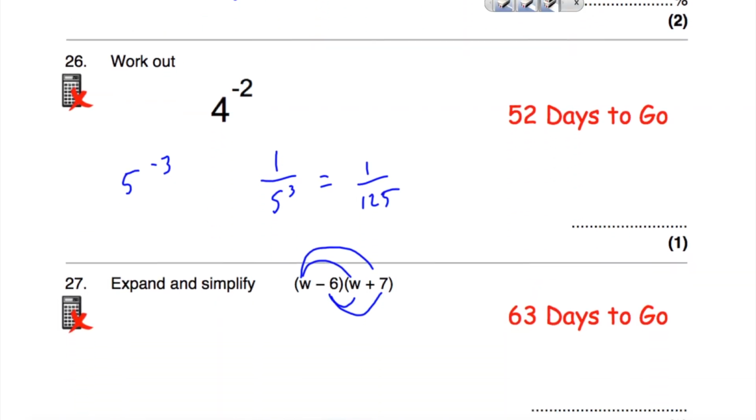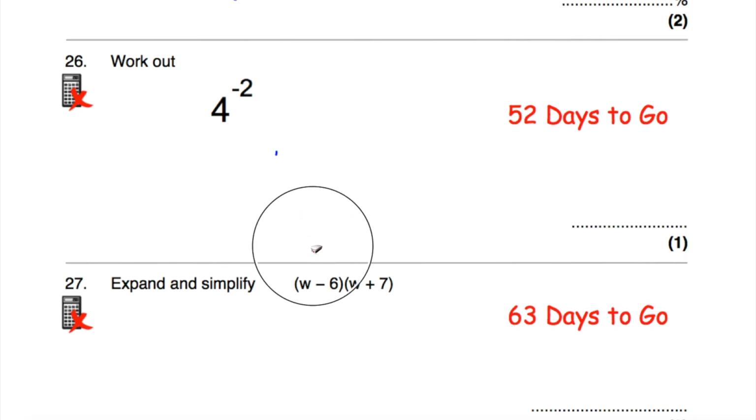So question number 26, I'm going to get rid of some of these hints actually. So question number 26 is on negative indices. And remember, to work out a negative index, you just do 1 over the positive power. So instead of doing 4 to the power of negative 2, we're going to do 1 over 4 squared. Just getting rid of the negative power and putting 1 over. And 4 squared is 16, so the answer will be 1 over 16. And that's it. And if you got that, well done.